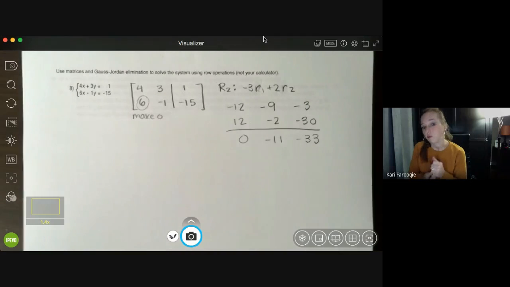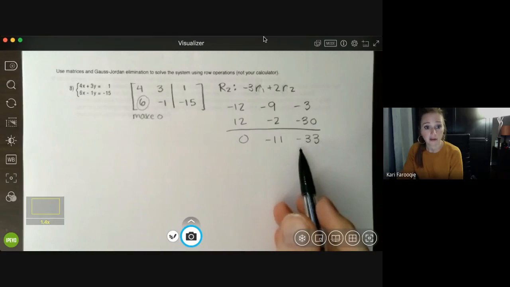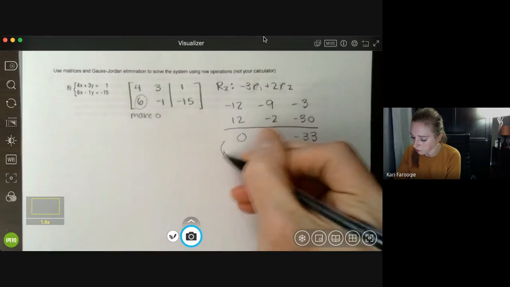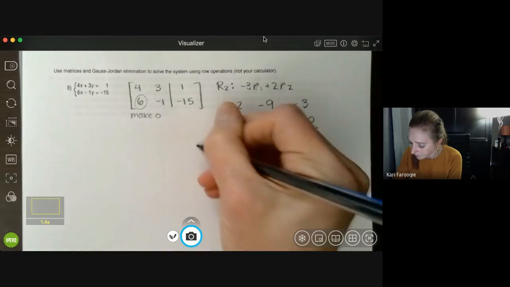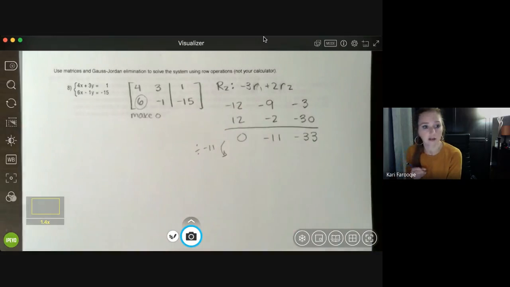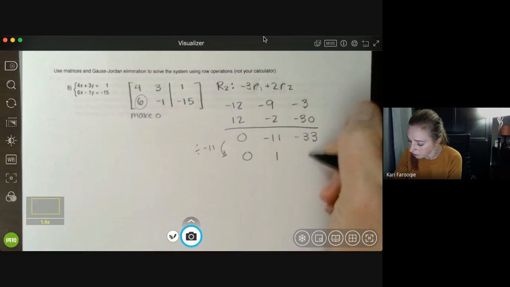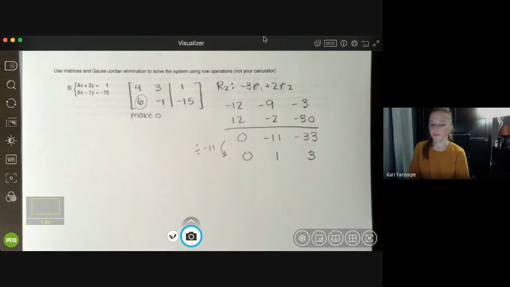You should also be noticing that when you add these and you get 0, negative 11, negative 33, you have a common factor of negative 11. So if I were you, make your life a little bit easier and reduce these coefficients down to smaller values. I'm going to divide by negative 11. So I'll get 0, 1, 3.